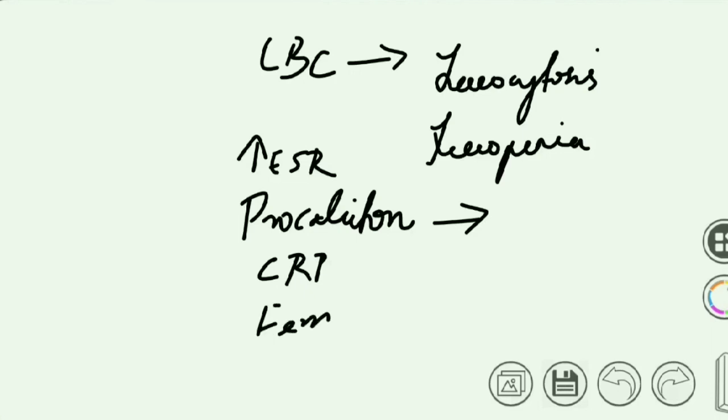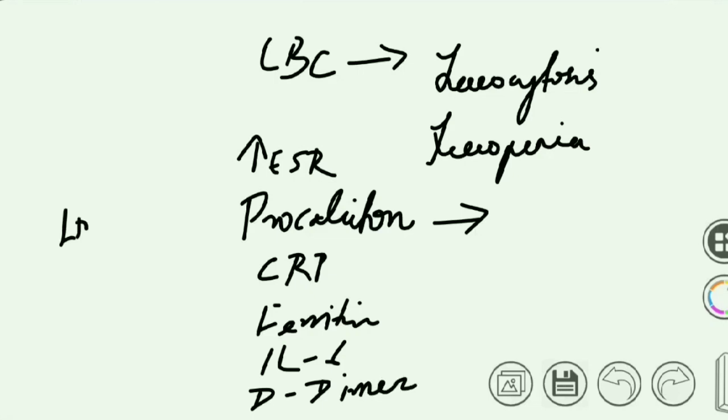ferritin, IL6, D-dimer, okay, and LDH. C-reactive protein is increased in inflammatory conditions. Ferritin is also an acute phase protein. It is elevated. D-dimer. Why D-dimer?